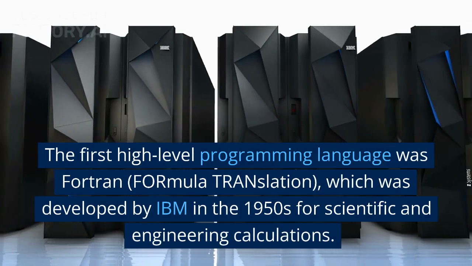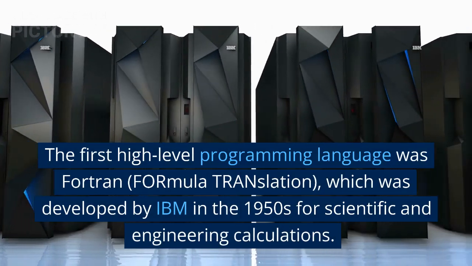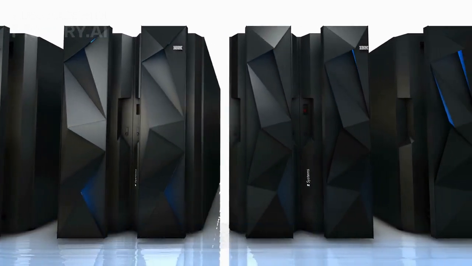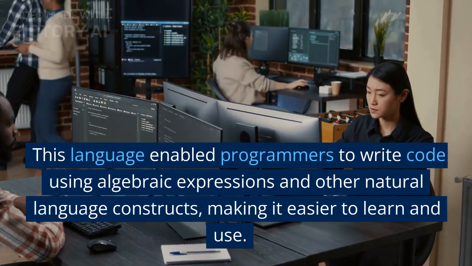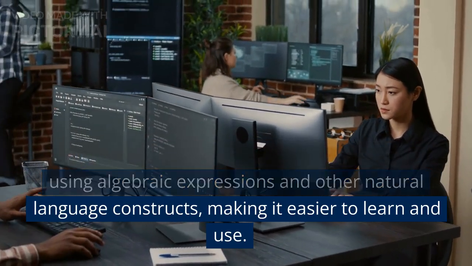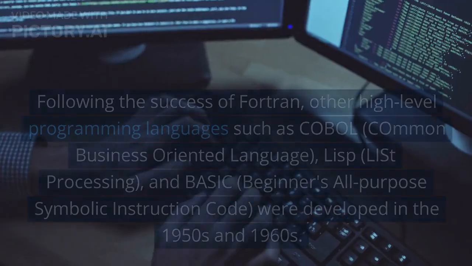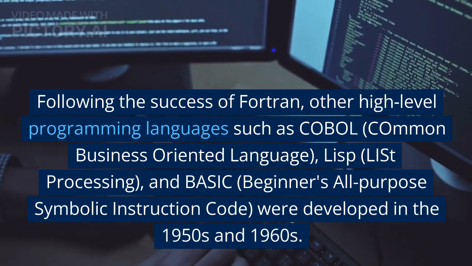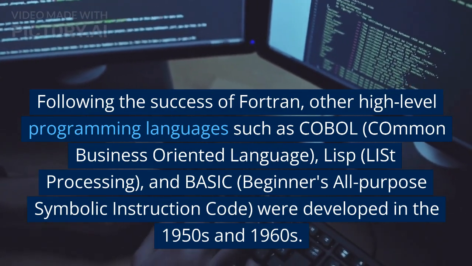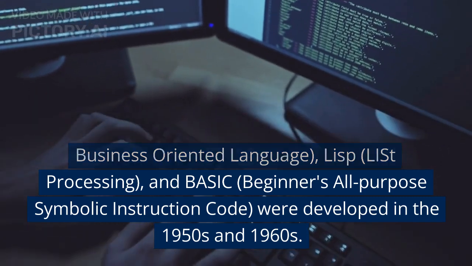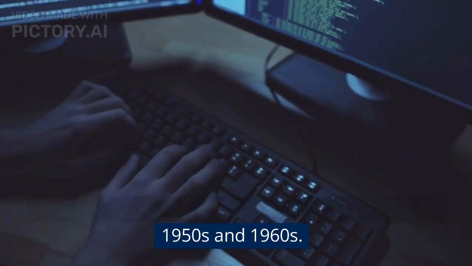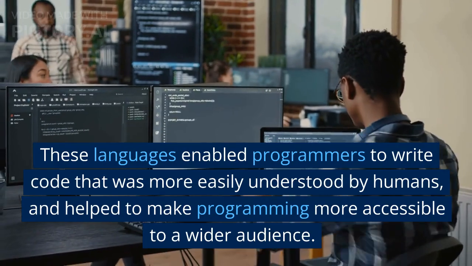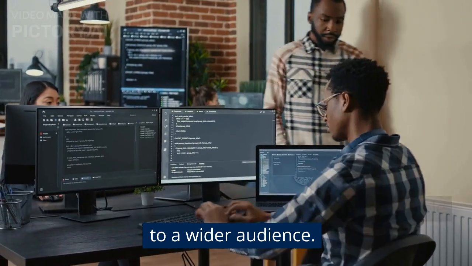The first high-level programming language was Fortran, Formula Translation, which was developed by IBM in the 1950s for scientific and engineering calculations. This language enabled programmers to write code using algebraic expressions and other natural language constructs, making it easier to learn and use. Following the success of Fortran, other high-level programming languages such as COBOL, Common Business-Oriented Language, Lisp, List Processing, and BASIC, Beginner's All-Purpose Symbolic Instruction Code, were developed in the 1950s and 1960s. These languages enabled programmers to write code that was more easily understood by humans, and helped to make programming more accessible to a wider audience.